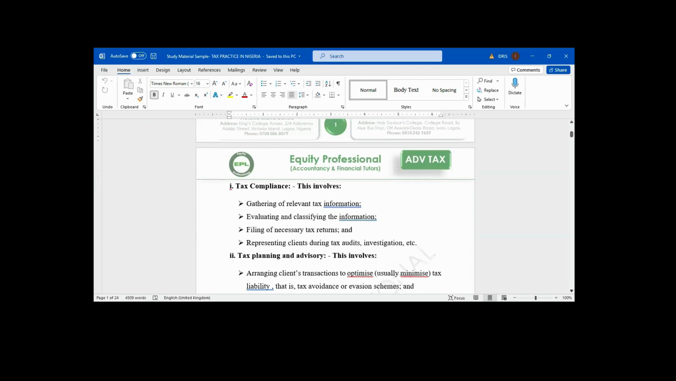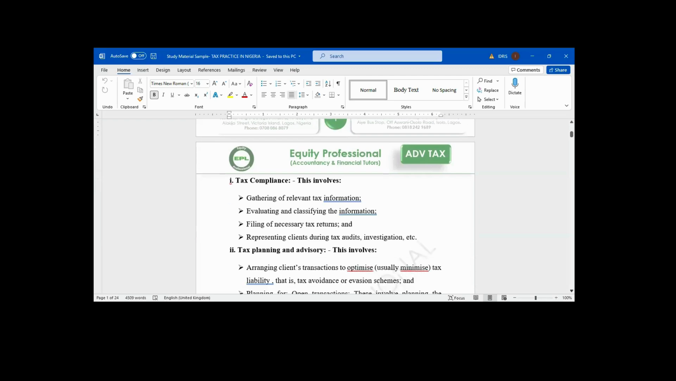They also help under tax compliance. They also help clients during tax audits and investigations. This is one of the elements of tax practice.